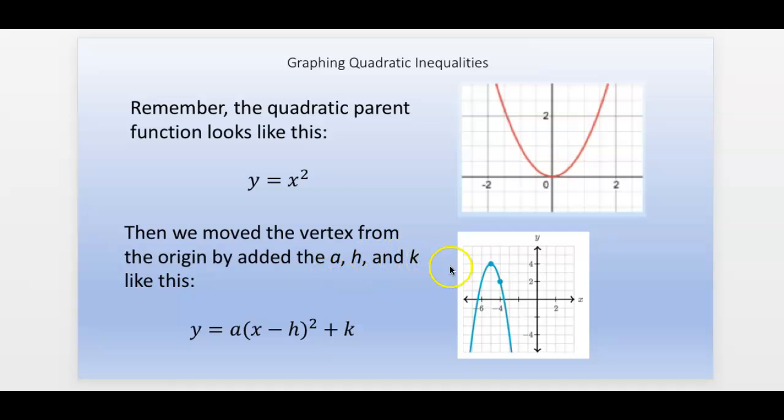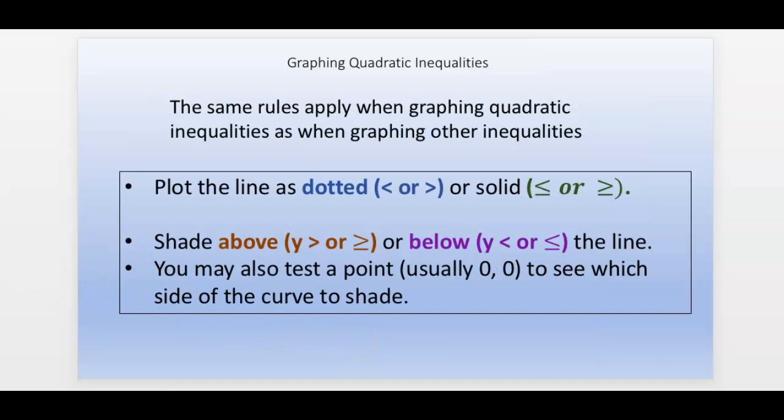By adding this h and k, we moved it around. And the a in the front, if you remember, changed the shape. It flipped it over, or made it go up faster or slower. It compressed it or stretched it. It made the graph narrower or wider, or flipped it over. That's what the a did. The h and the k moved it around, the same way we've been doing this. Just to review. And with inequalities, the same rules apply when graphing quadratic inequalities as graphing other inequalities.